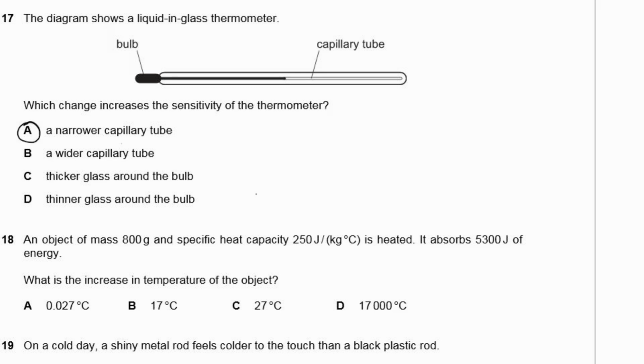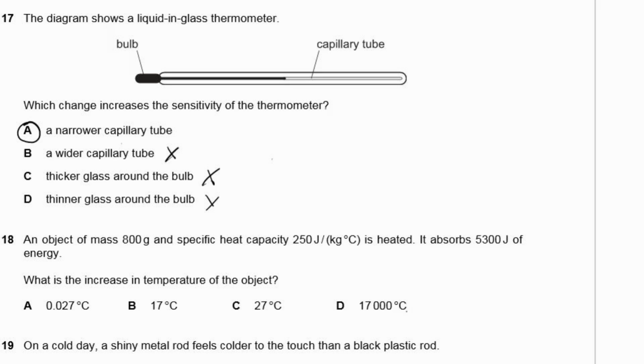There we are. Wider tube, make it less sensitive. Thicker glass would just alter the time it takes to reach the correct reading, and thinner glass, again, just alters that time. There we are. It doesn't make it more sensitive to small changes. So for your small change, let's assume you've got an unlimited amount of time, you just want that narrower capillary tube so you can read the small change.